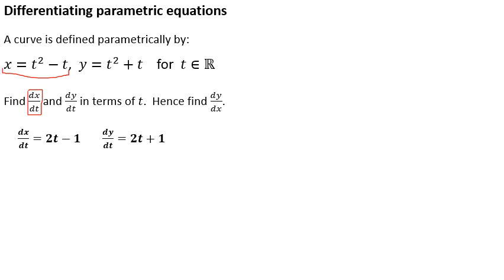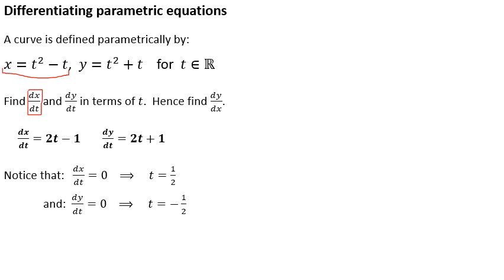Same sort of thing happens with dy by dt. We get some nice straightforward expressions. You'll notice they're both in terms of t. That kind of makes sense. For dx by dt we were differentiating an expression involving t, and for dy by dt we were differentiating y, which was an expression involving t.